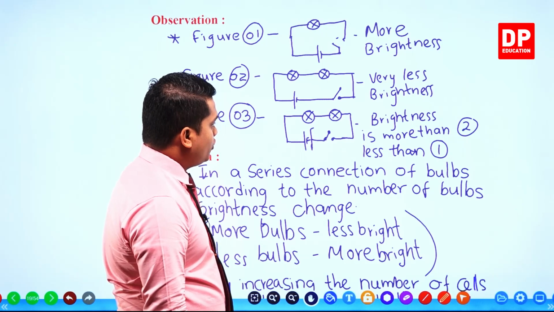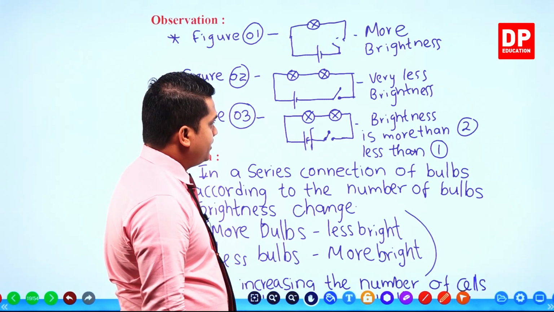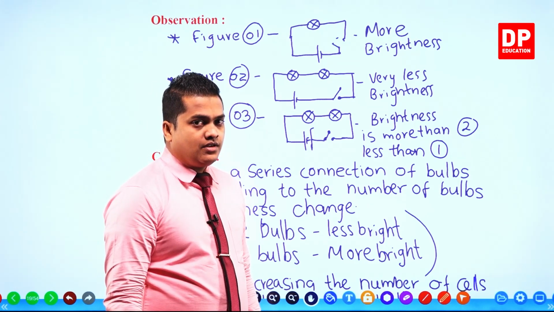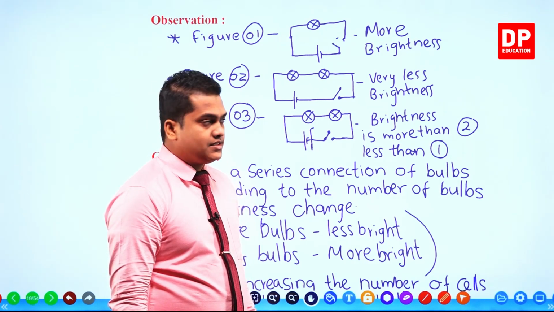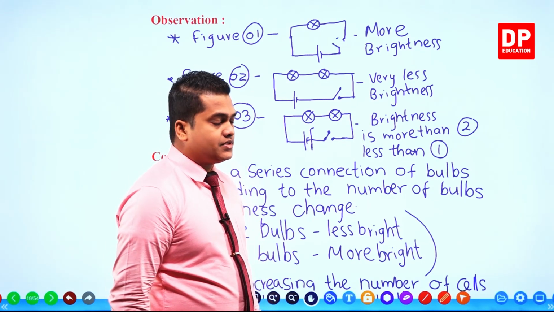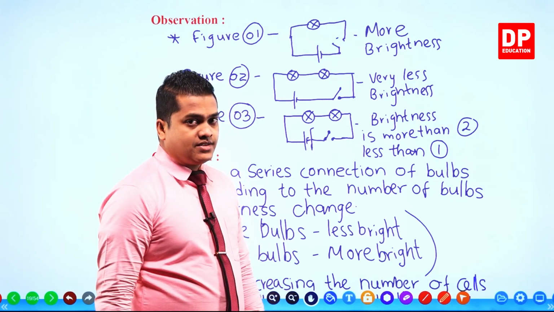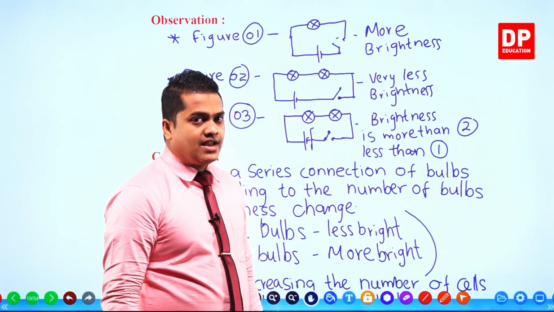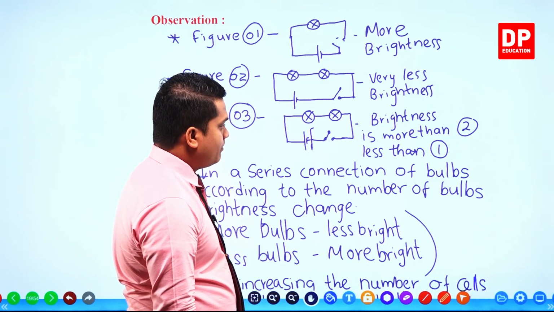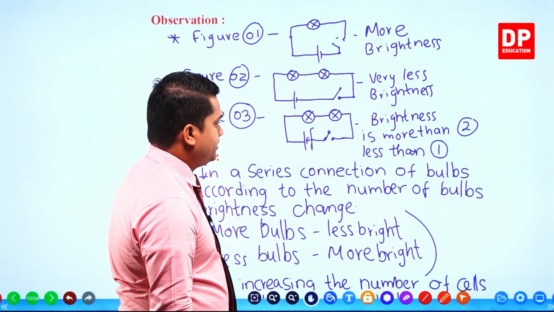Then in the third figure, with two bulbs in a series connection with two dry cells, somewhat more brightness can be observed than in the second instance. However, it is less than the first. So the brightness is more than the second but less than the first.